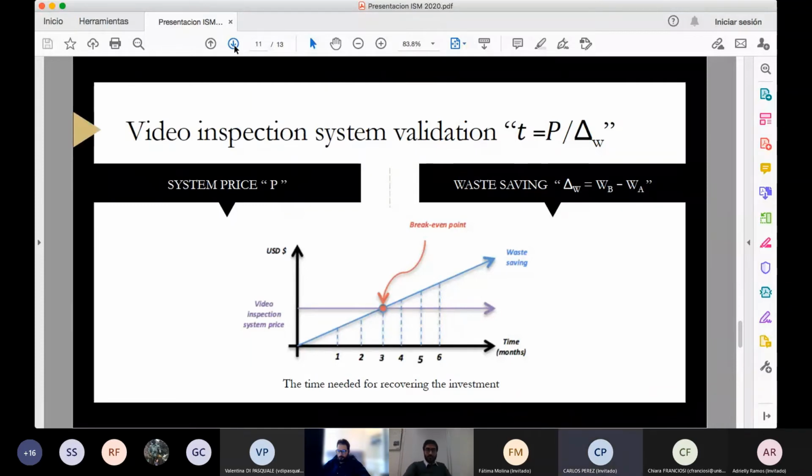As I say, to validate the investment, we need to find the break-even point in months where the price of the system is equal to the saving cost. In the image, we can see an example of how we will find this recovery time.